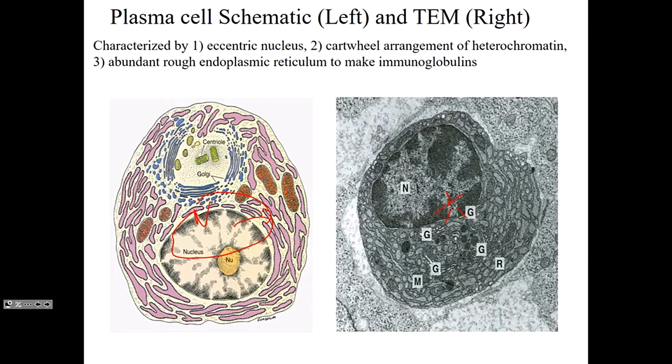So RER down here. Again, here are the characteristics. You can see the eccentric nucleus, it's off-center, the cartwheel arrangement of the heterochromatin, and the abundant RER here. And of course, we have an abundance of rough endoplasmic reticulum because the function of these cells is to produce immunoglobulins, antibodies. So you need a lot of rough endoplasmic reticulum to produce the antibodies to fight a foreign pathogen.